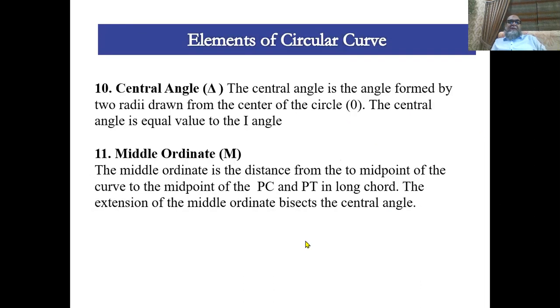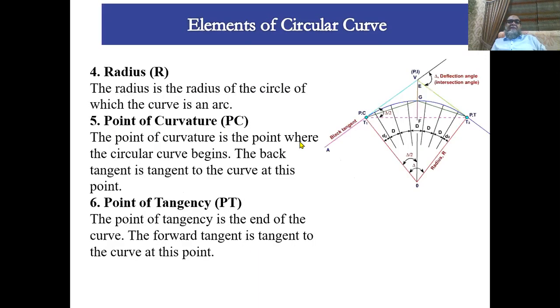But what is delta? It is the central angle, the angle formed by radii drawn from the center of the circle. The central angle is equal to the value of the I angle. This is the deflection angle. What I mean here is this is the central angle, and it is between the two radii joining the curve. So this angle is known as the deflection angle or central angle. Numerically, the deflection angle or intersection angle is the same as the central angle. Some people use I, some use delta.